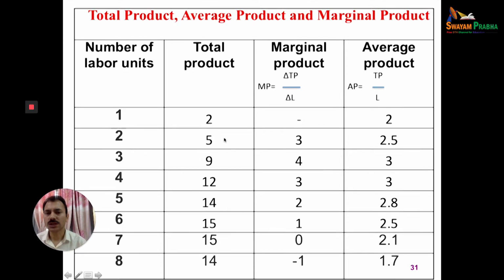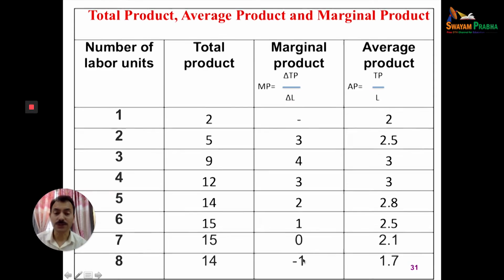When labor goes from 2 to 3, output goes from 5 to 9, so 9 minus 5, the change is 4. From 3 to 4, output goes 9 to 12, then 3. From 4 to 5, total output increases from 12 to 14, which means 2. Similarly, from 5 to 6, 14 to 15, only 1. From 6 to 7, 15 to 15, it means 0. Marginal product is 0. And then 7 to 8, 15 to 14, it is negative. So marginal product can be 0, and it can be negative also.